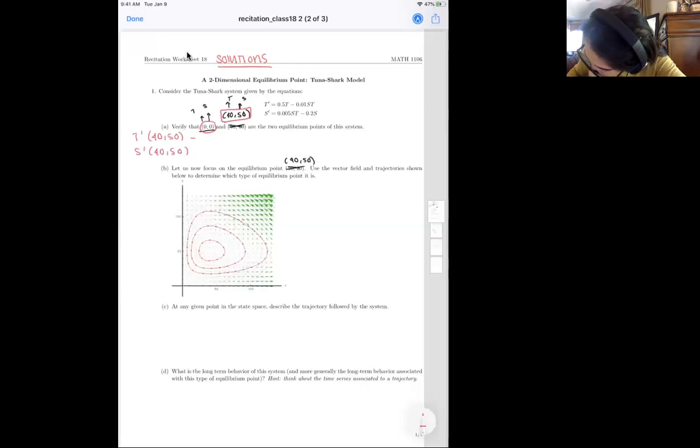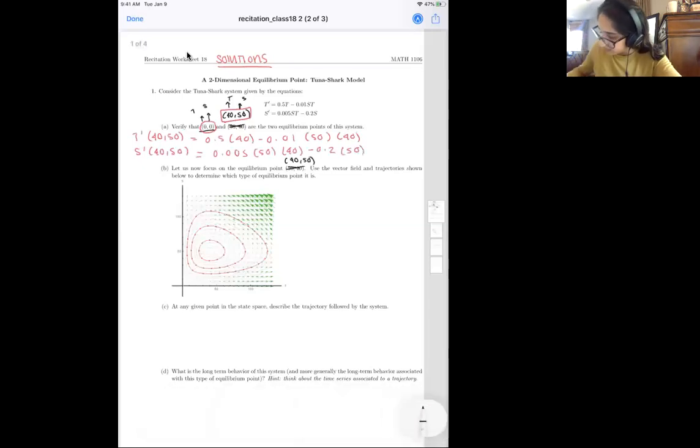We have T prime equal to 0.5 T, which is 40, minus 0.01 S, which is 50, times T, which is 40. Over here we have S prime equal to 0.005 S, which is 50, times T, which is 40, minus 0.2 times S, which is 50. When we plug this into our calculators, we can see that 0.5 times 40 is equal to 20. 0.01 times 50 times 40 is equal to 20 as well. And so this whole thing is equal to 0.